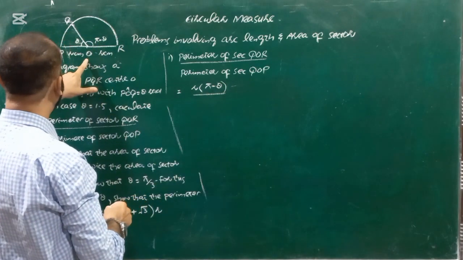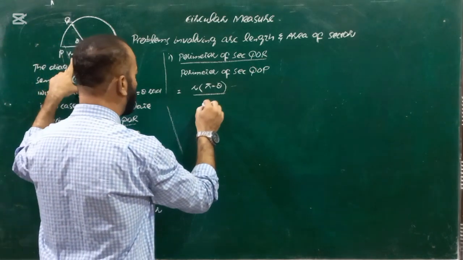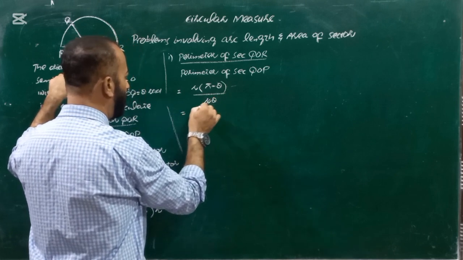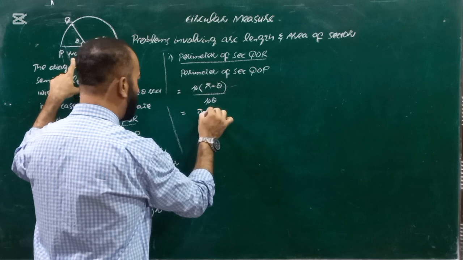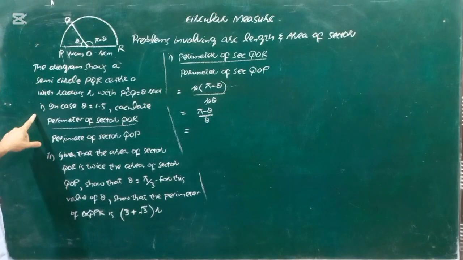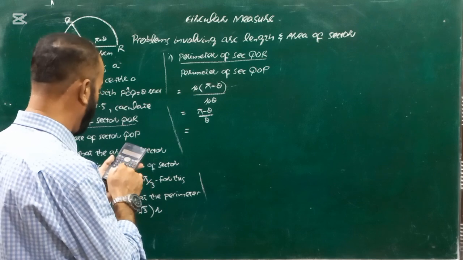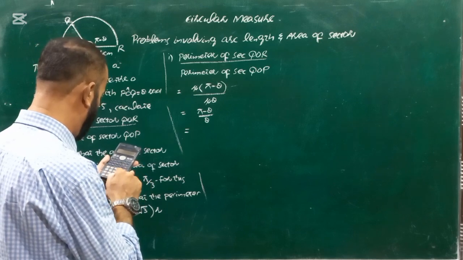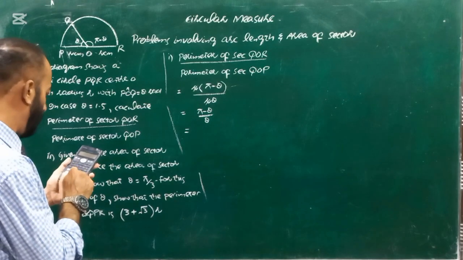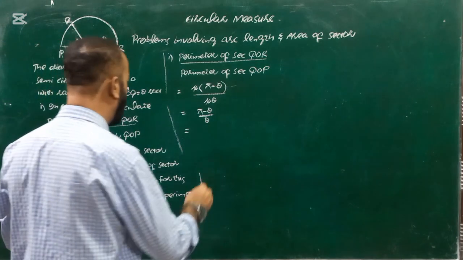over QOP, that will be S is equal to R theta, so R theta. From this step, you can see R will be cancelled. So pi minus theta over theta. And in first part, it is given that theta is 1.5. So now solving it, pi minus 1.5 divided by 1.5. So it is 1.09.